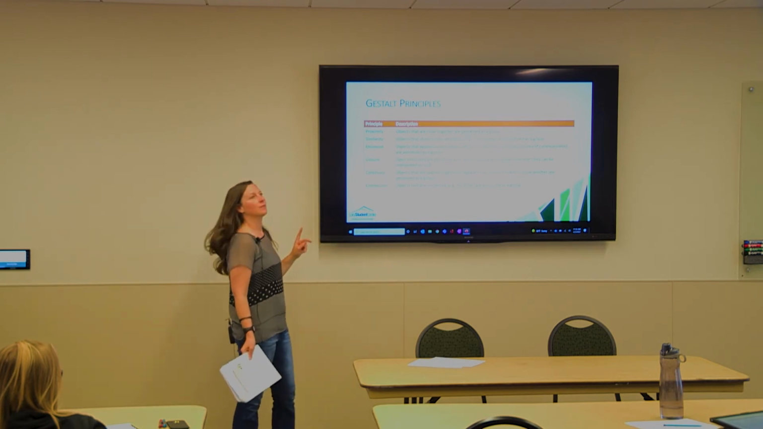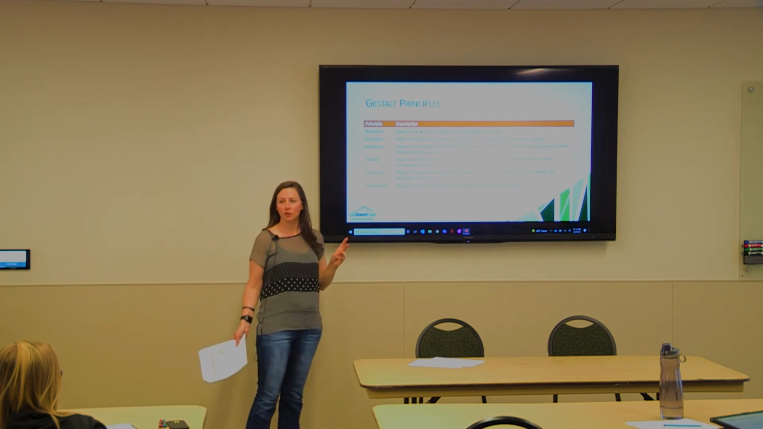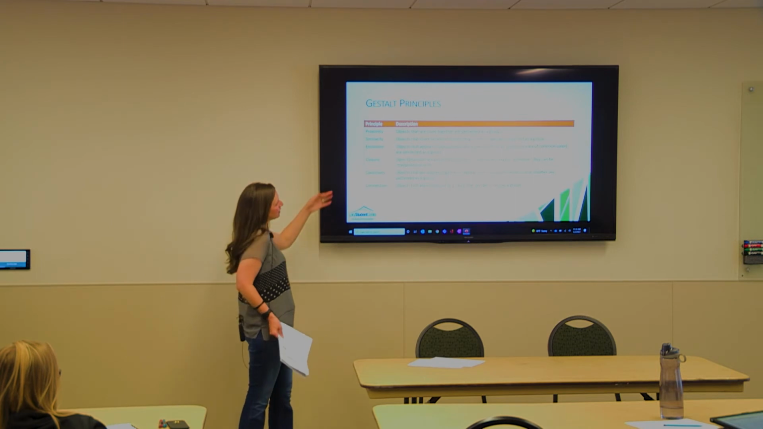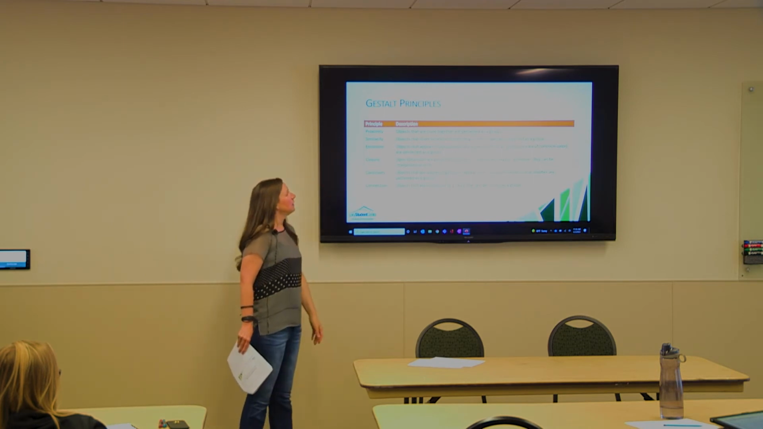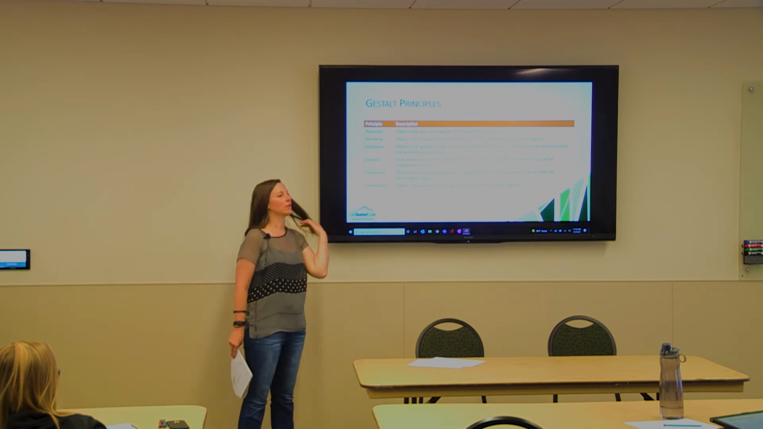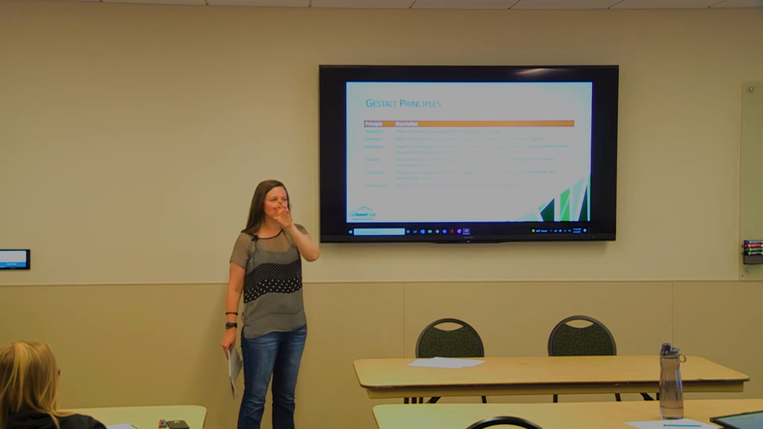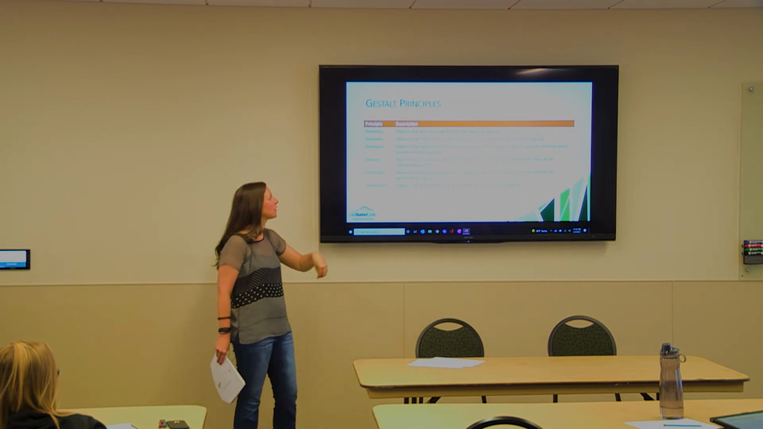But are there 5? Are there 7? Are there 10? It really depends on what you're reading and who you're looking at. But these are the ones that are most common. And you can kind of see the descriptions there. If things are close together, we group them together. If things look similar, we group them together. If things are enclosed together or there's an enclosure around something, we group them together.